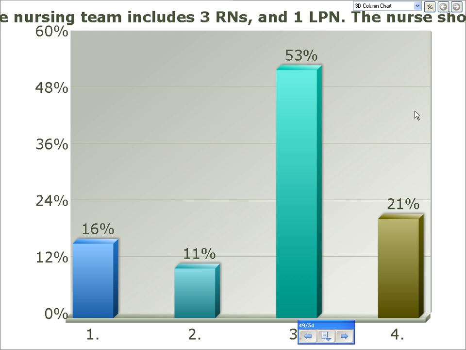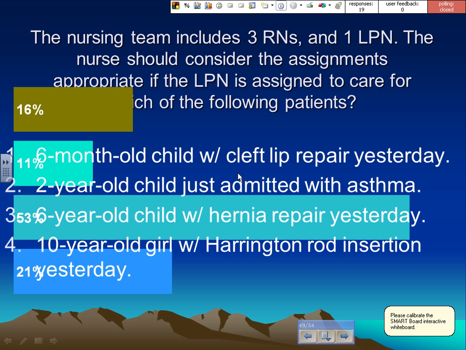So we have 16% cleft lip repair yesterday, 11% 2-year-old admitted with asthma, 6-year-old with hernia repair got 53%, 10-year-old with Harrington rod insertion yesterday. So why would we say the 6-month-old is probably not safe to give to the LPN? Too young, and something that had potential for respiratory complications. Again, not to say an LPN wouldn't be perfectly capable of taking care of that patient, but you have to look at it from purely NCLEX methods of delegation and prioritization.